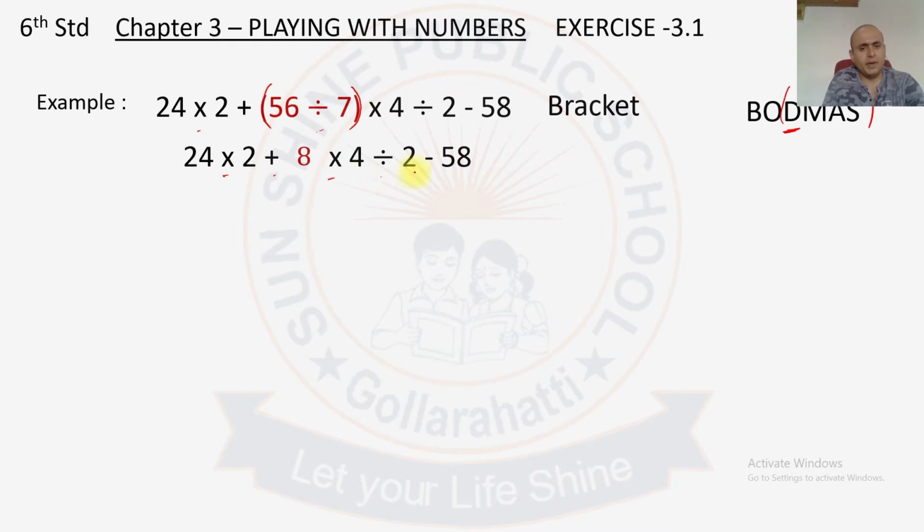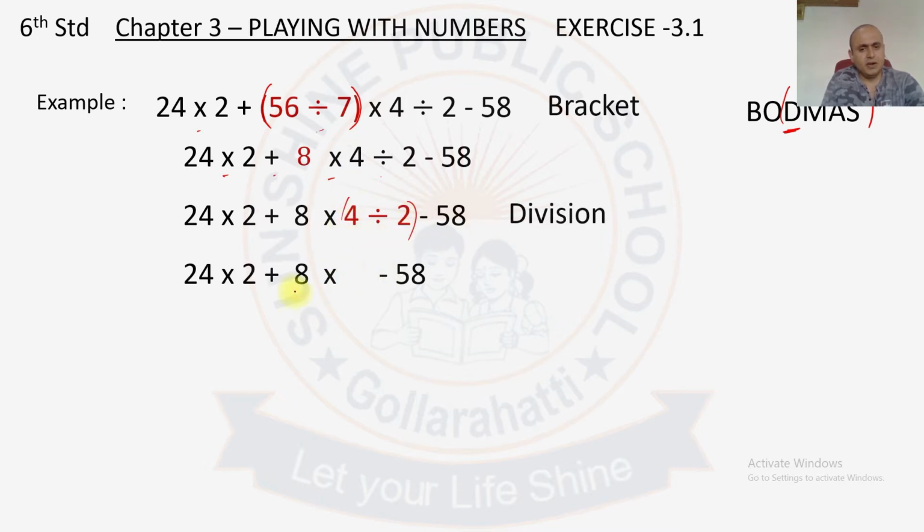Use this 4 divided by 2. First do the division, 4 divided by 2, let us solve. You have to solve this and write down all the other numbers as they are. So 4 divided by 2 is, that is 2 twos are 4. So the answer is 2. So here the answer is 2. That is 24 into 2 plus 8 into 2 minus 58.